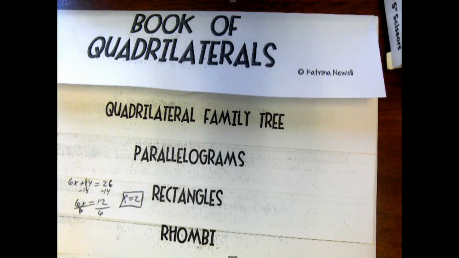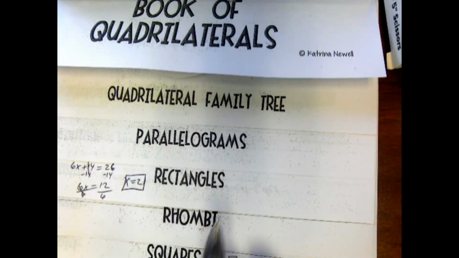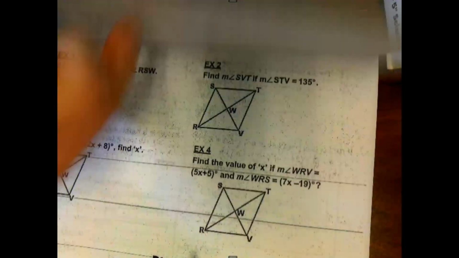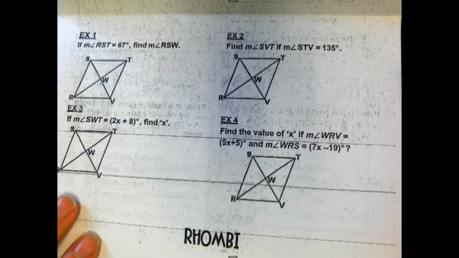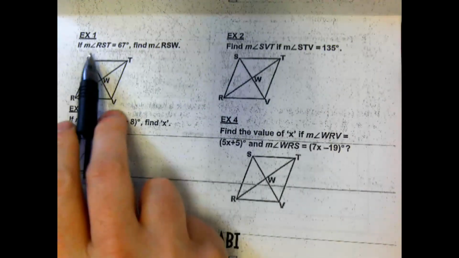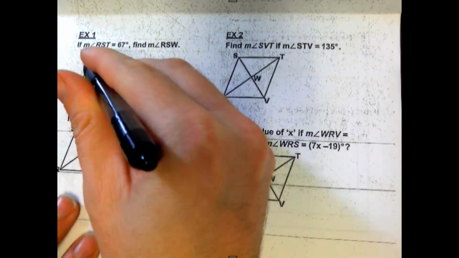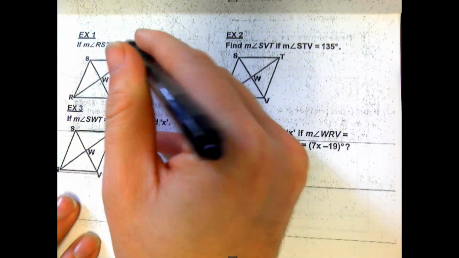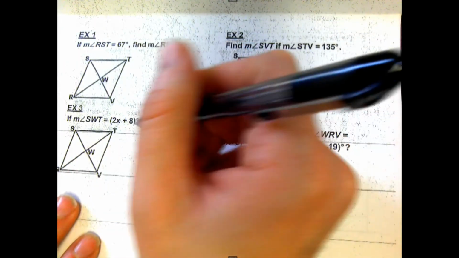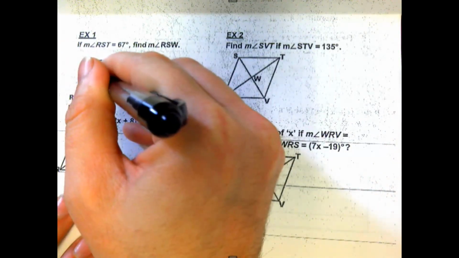We'll begin today exactly where we left off yesterday, picking up with the section on rhombuses, or rhombi. So you can go ahead and open up that section. And we're looking at the example problems here. So first, if the measure of angle RST, so this angle right here, is 67 degrees, find the measure of angle RSW.